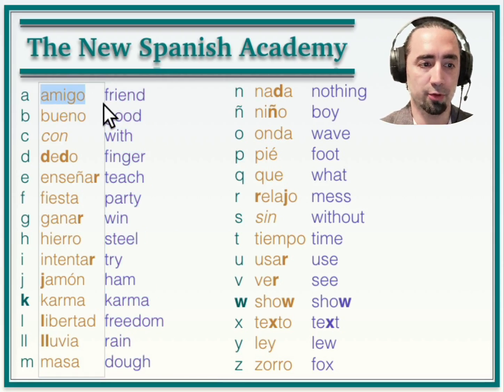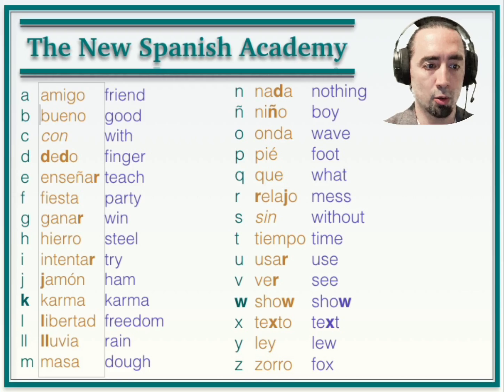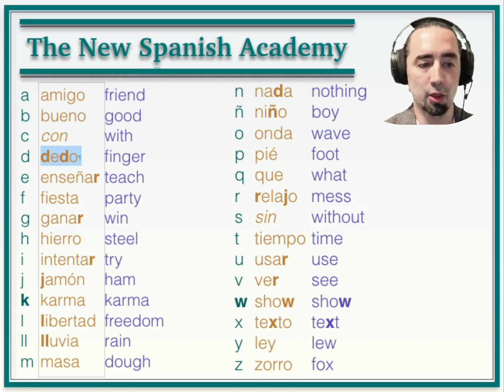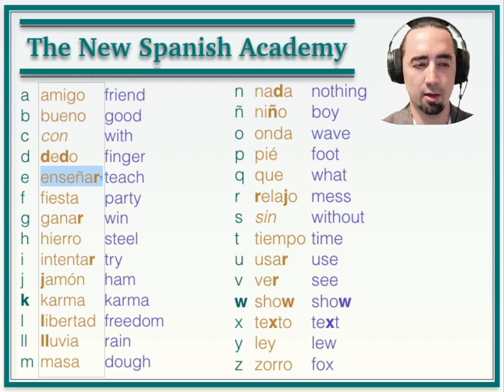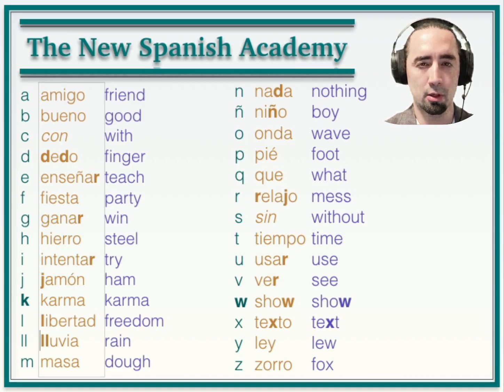Amigo, that means friend. Bueno, that means good. Con, dedo. Enseñar, fiesta. Ganar, hierro. Intentar, jamón. Karma, libertad. Lluvia, masa.